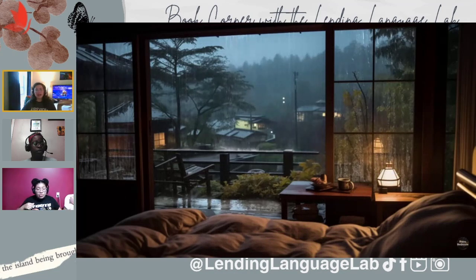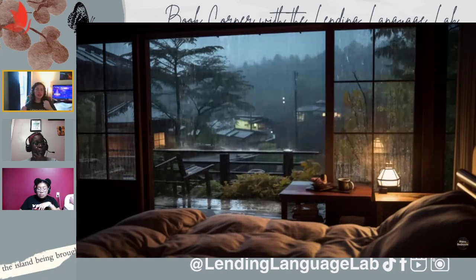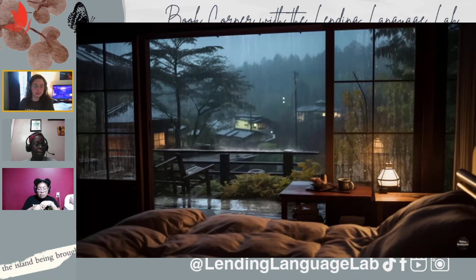I think that leads us into another point. Why do you think that this community decided to suppress emotions and memories? And how did these elements specifically contribute to the overall control of the population? Why did they choose to take that away and not something else, like a specific emotion like anger or selfishness? Why specifically was it memories and all emotions?